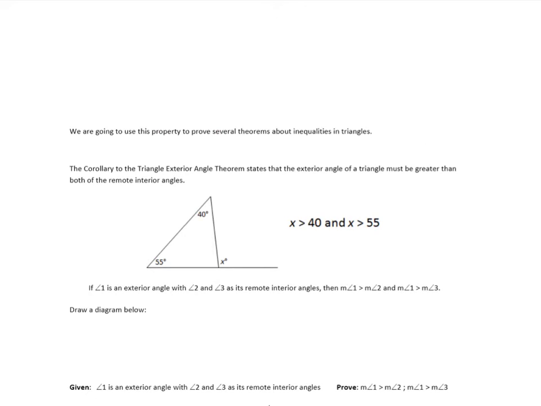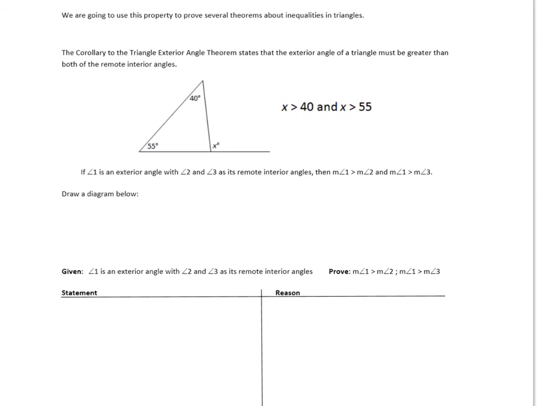We're going to use this property several times to prove lots of these fun inequality theorems about triangles. The first is the corollary to the exterior angle theorem of a triangle. And remember, our exterior angle theorem said that this angle equals these two angles added together. So it would make sense that x must therefore be greater than both of those angles, right? If it's equal to their sum, that means x itself must be bigger than both.